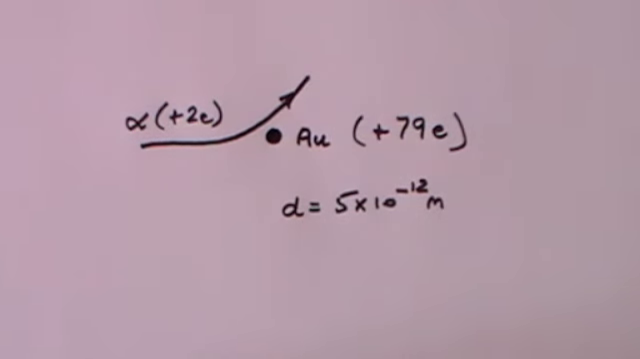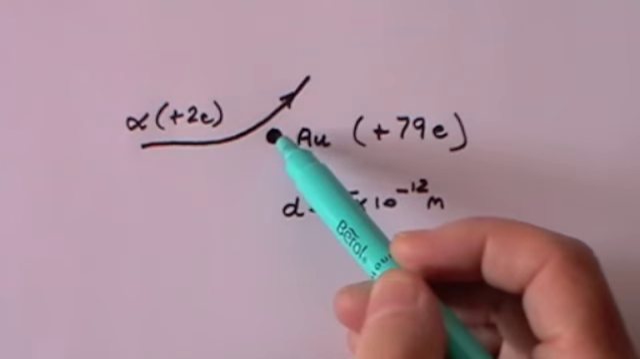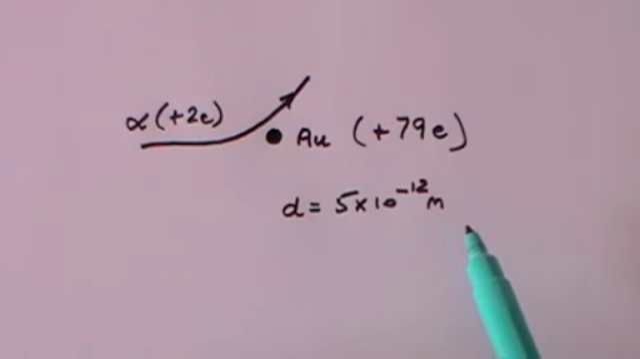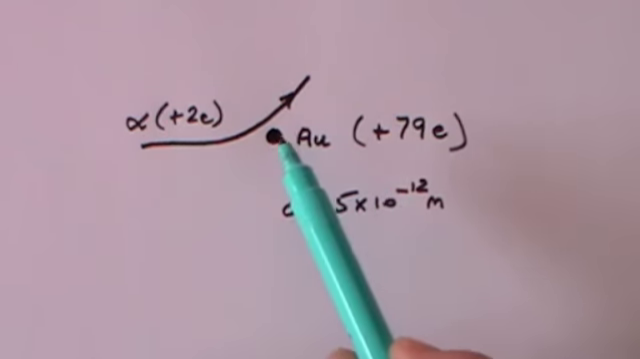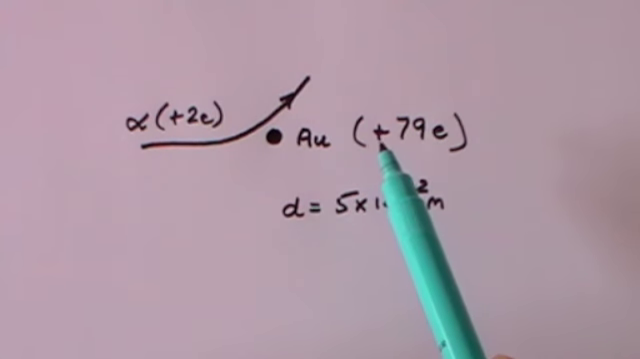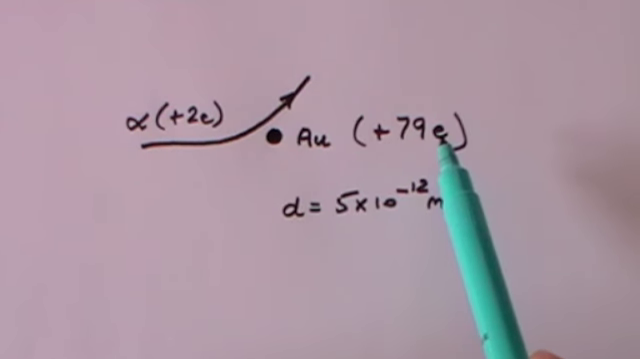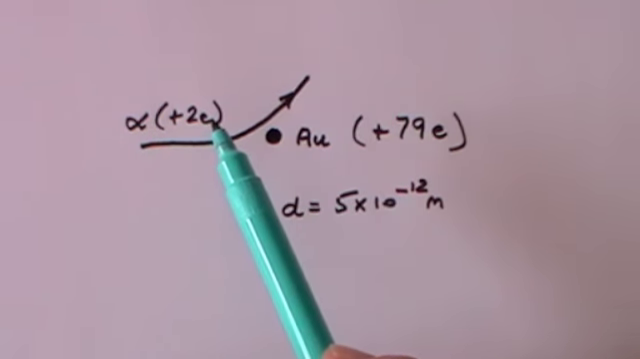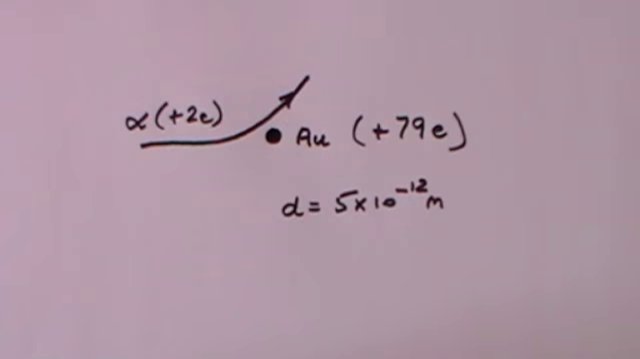Question 6. We have an alpha particle which is being fired at a thin gold foil. As it approaches one gold atom, it is deflected, and its closest distance of approach is 5 times 10 to the minus 12 metres. We're told that gold has a nucleus with 79 protons, so effectively it will be 79 times the charge of an electron. And we're told that an alpha particle has a charge of twice that of an electron. It has 2 protons. And we're asked to find the force between them and which direction that force operates.